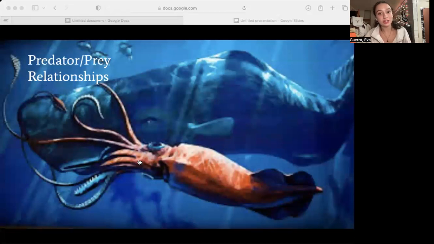So, predator-prey relationships: squids are relatively high in the food chain, with their only predators being seals, whales, and humans. Their prey include other fish, crabs, and shrimp, and some squid even eat other squids.